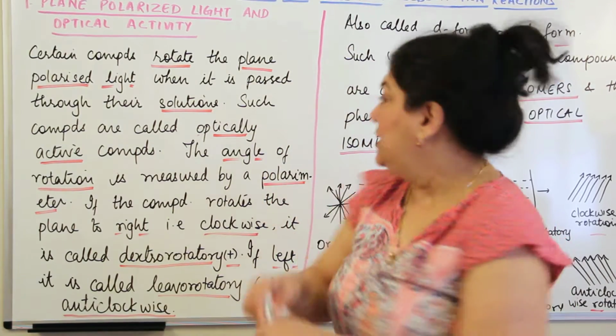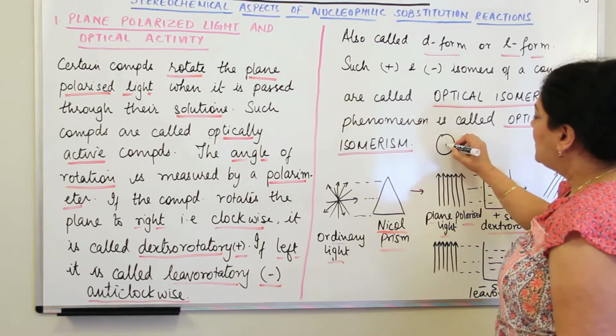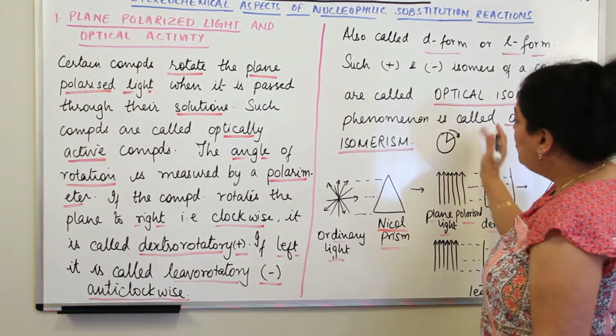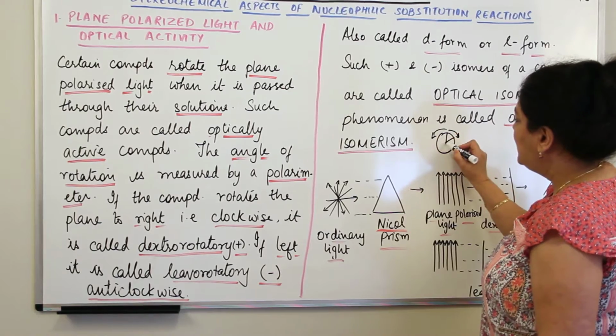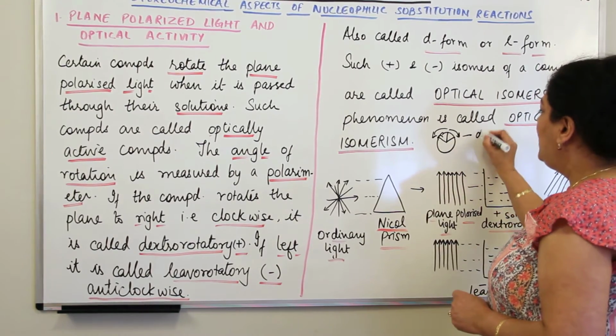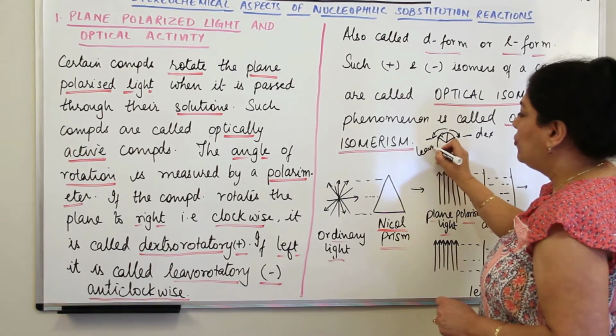right? If this is a clock, if the rotation is taking place clockwise, it means the light is twisting towards the right. If the movement is anti-clockwise, it means it is twisting towards the left. So if it is moving to the right, we call it dextrorotatory. If it is moving to the left, we call it levorotatory.